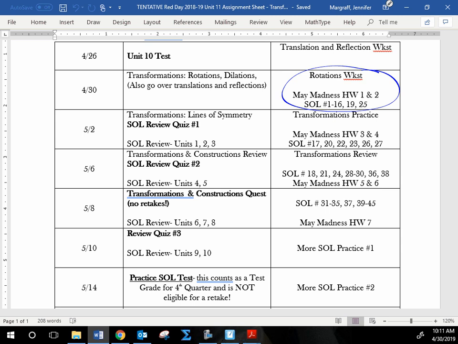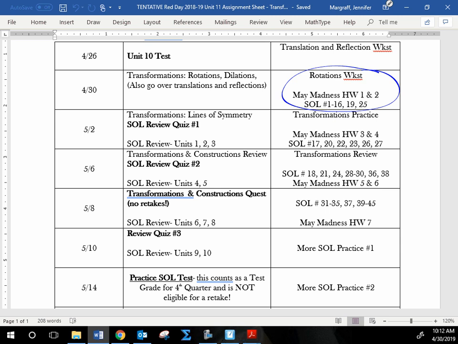So we have a normal homework, which pertains to what we just learned about. So tonight you have homework on rotations. And then you start having SOL review, because this is our SOL review unit as well. And so for each night, you'll have a little bit of May Madness homework to do and a little bit of the SOL review packet to do. So those are the two things that you picked up right there.